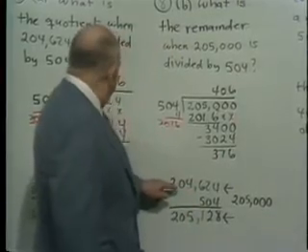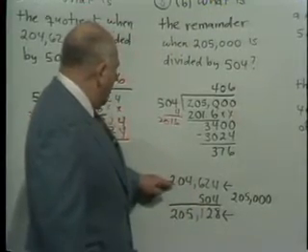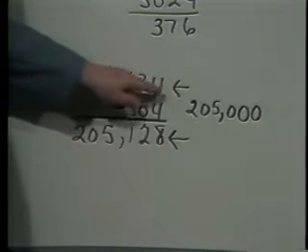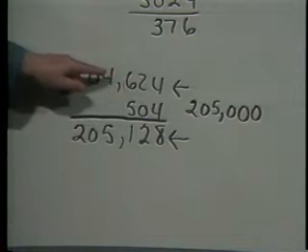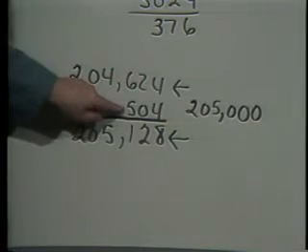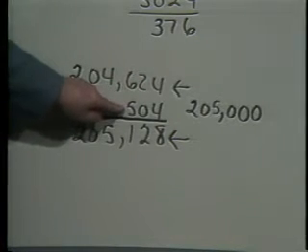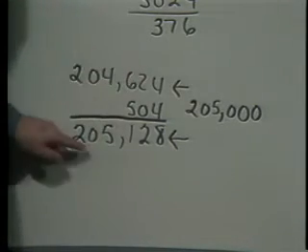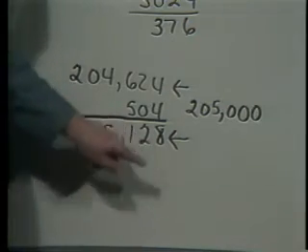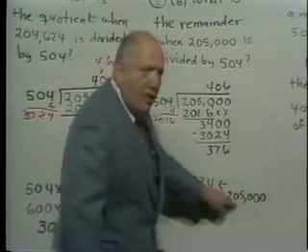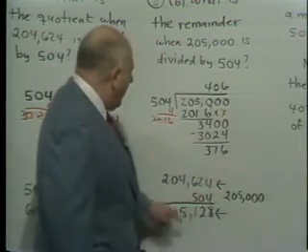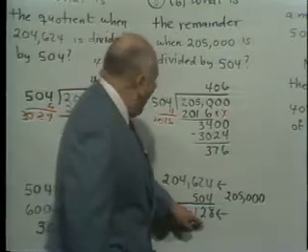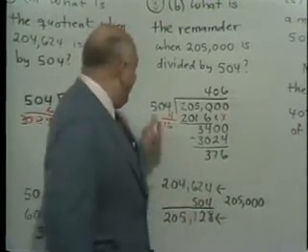And by the way, there's an easy way to see this. You see, basically what's happening over here is that we saw that 204,624 was the 406th multiple of 504. The next multiple would be what? 504 more than this. If I add 504 onto 204,624, I get 205,128. So you see, notice that 205,000 is between what? The 406th multiple of 504 and the 407th multiple of 504.